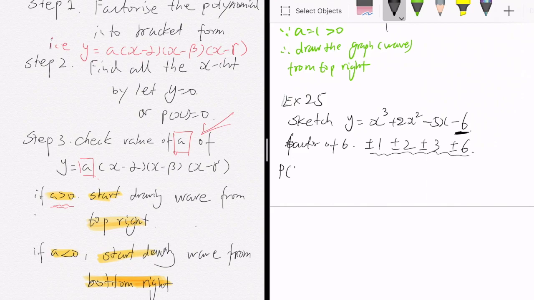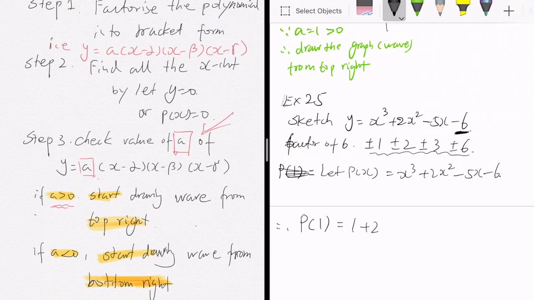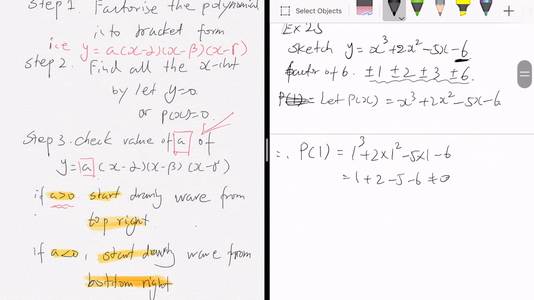Okay, so I'm going to try 1 to see if I can make it 0. First of all I need to write let p of x equal x cubed plus 2x squared minus 5x minus 6. And then when I substitute 1, I get 1 cubed plus 2 times 1 squared minus 5 times 1 minus 6. I have 1 plus 2 minus 5 minus 6, definitely not equal to 0. Okay, so this 1 doesn't work, so let's try negative 1.